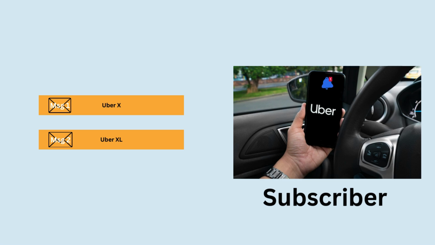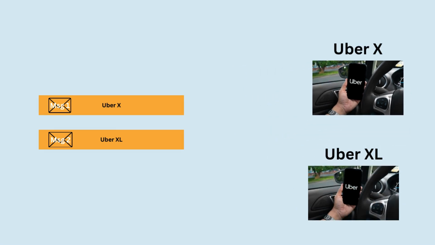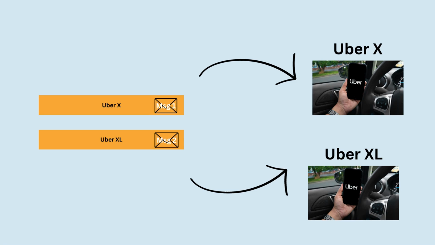The best part is that subscribers can subscribe to only the topics that they need. In this case, drivers with Uber XL vehicles need to subscribe to only the Uber XL topic. This way, they will only get those requests.